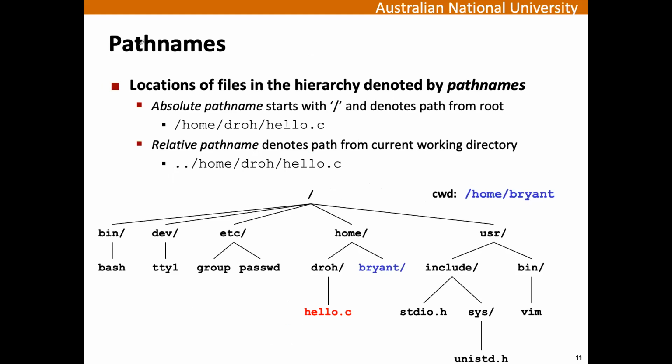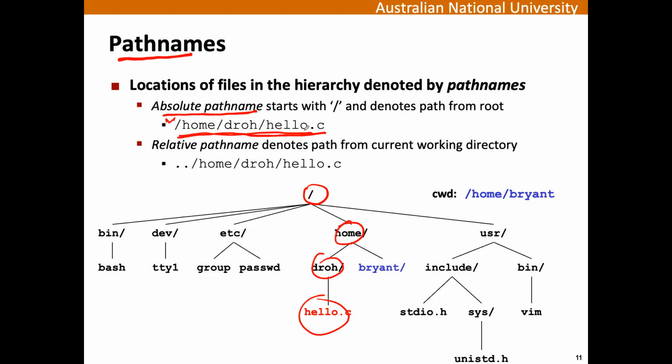So path names. Absolute path names look like this. They begin with the root directory, and they list all the directories on the way. So here we have hello.c, so /home/draw/hello.c. This is an absolute path name. It's starting from root all the way to the file name.